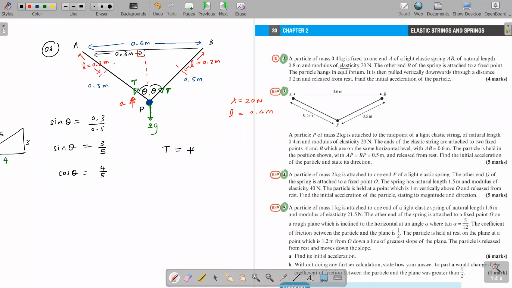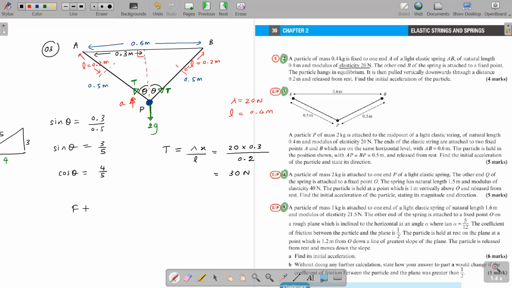So tension is lambda x over L. The modulus of elasticity lambda is 20, that doesn't change. The extension for one string is 0.3, over natural length 0.2. So this is for one string. How much is the tension here? 30. So the tension in each part of the string is 30.